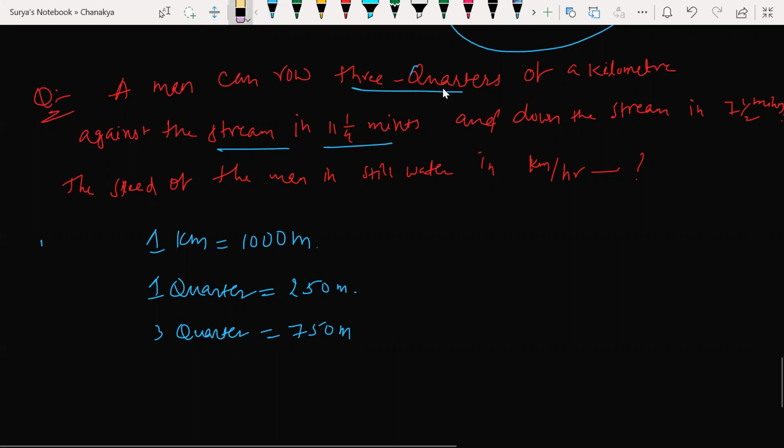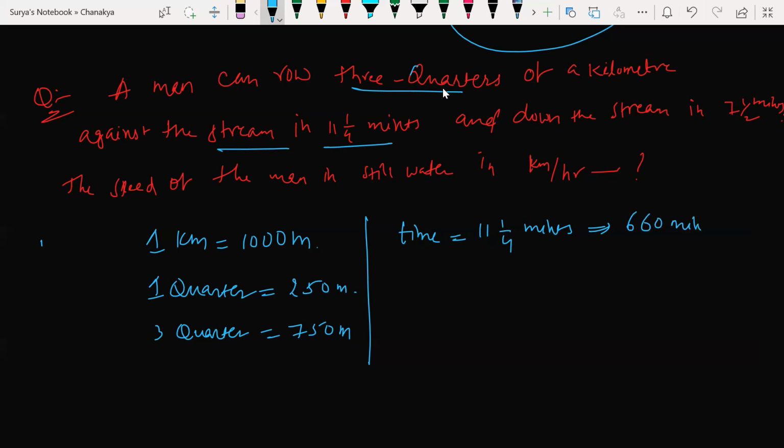Look at this, beta. I have the distance in meters, so how much time is given? 11 1/4 minutes. Let us consider it in seconds. If I convert this to seconds, how many will I get? 11 minutes is nothing but 660 seconds. Sorry, I wrote minutes. Plus 1/4 minute is nothing but 15 seconds. So in total, 675 seconds. This is the time.